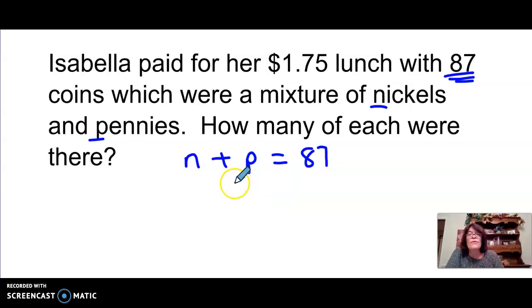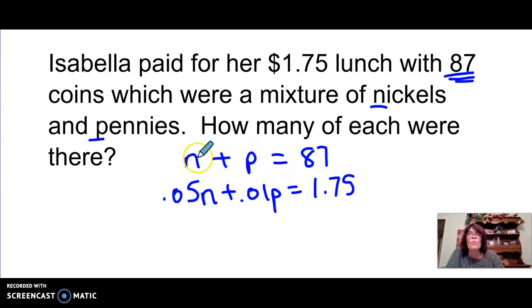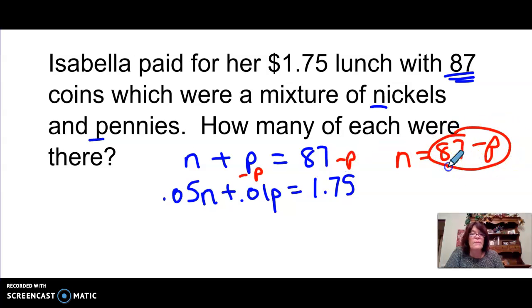Okay, I also know that a nickel's worth 5 cents. A penny's worth 1 cent. And if I take 5 cents times the number of nickels plus 1 cent times the number of pennies, I should have $1.75. Now sometimes when I have a variable without a number in front of it, I will solve for that and use substitution. Like I know the number of nickels is 87 minus P, right? I might subtract P from each side and stick 87 minus P in for N, okay?